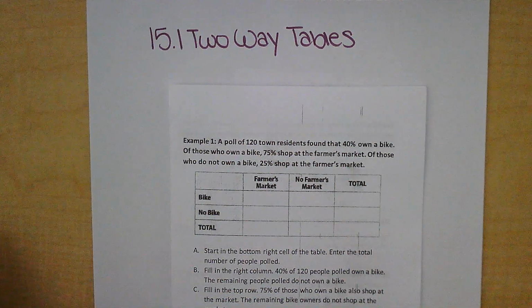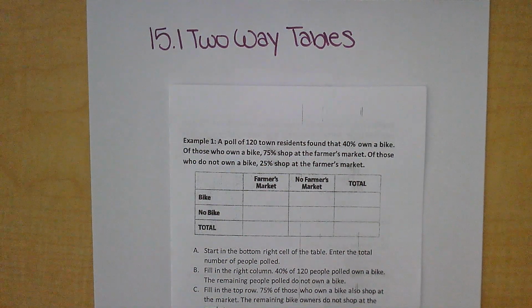Hi, you guys. In today's lesson, we're going to be talking about two-way tables. Two-way tables are a tool that we can use to help us determine if there's any association or correlation between two different data sets, similar to how we've been using scatter plots for that same reason.